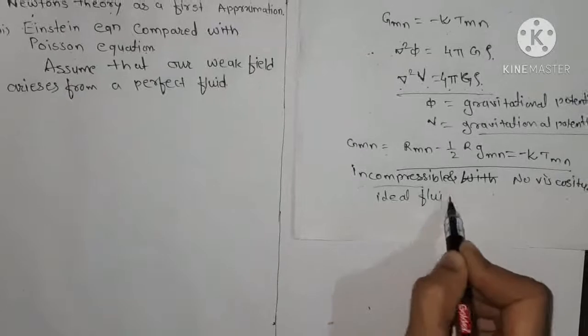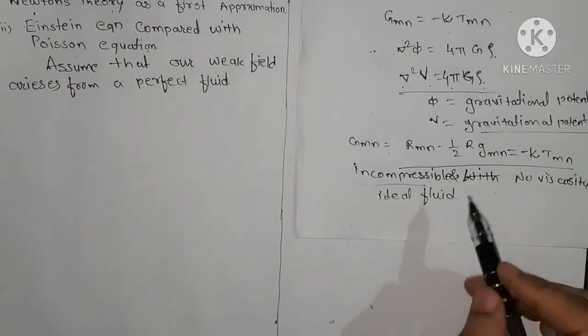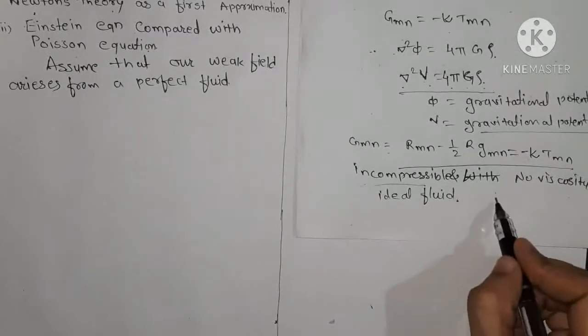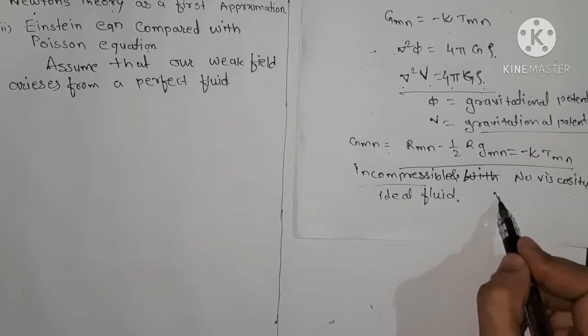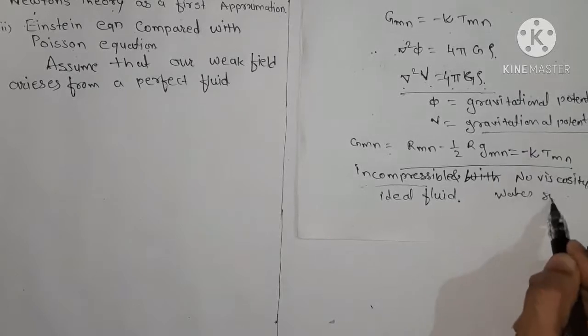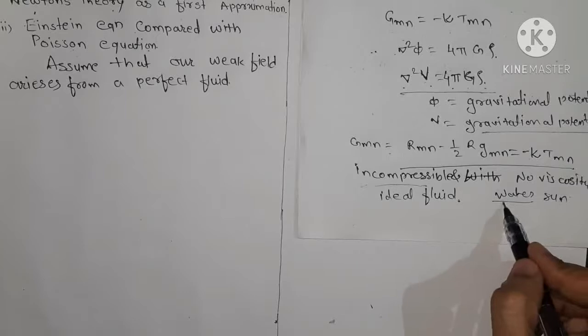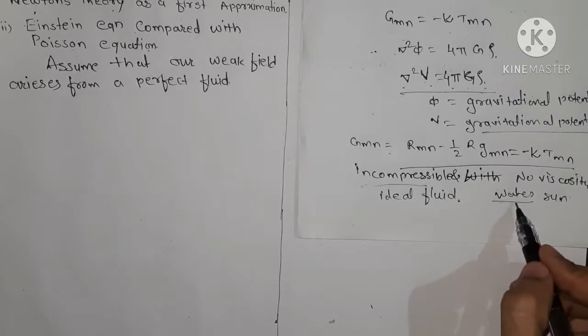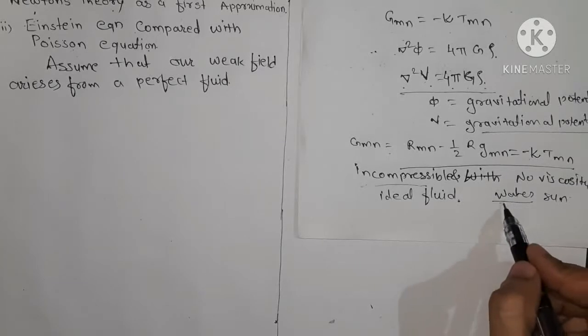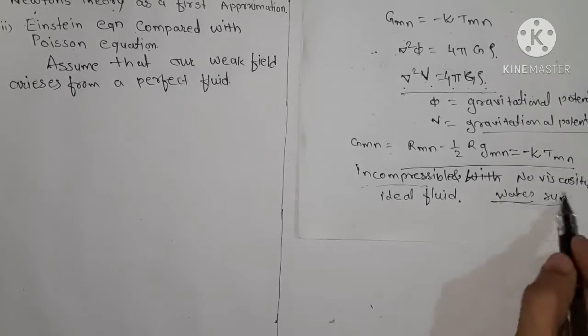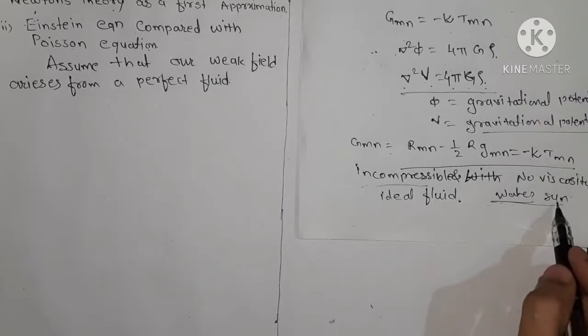There is no such fluid that exists in practice. So for the practical distribution, we assume, for example, water and sun. Water is not incompressible, but for practical distribution we take these two as in our case.